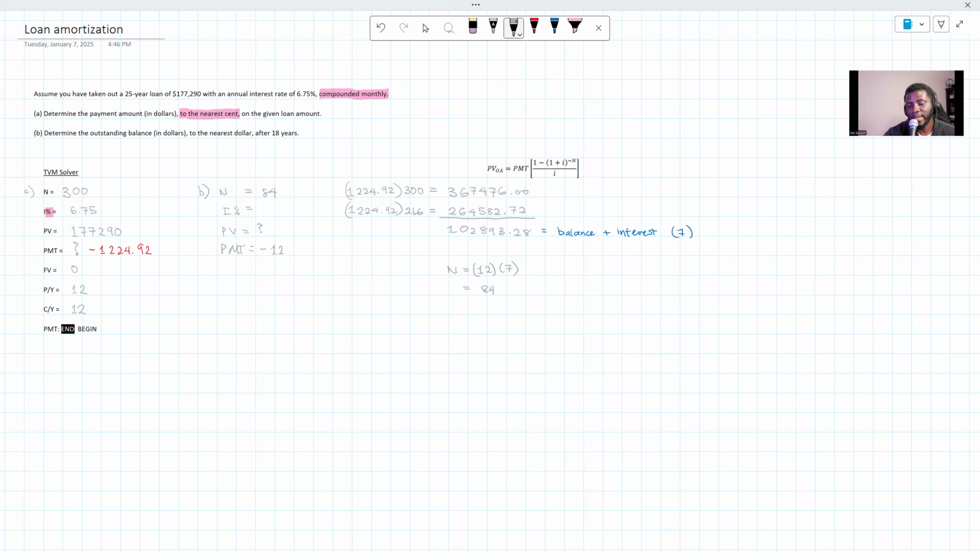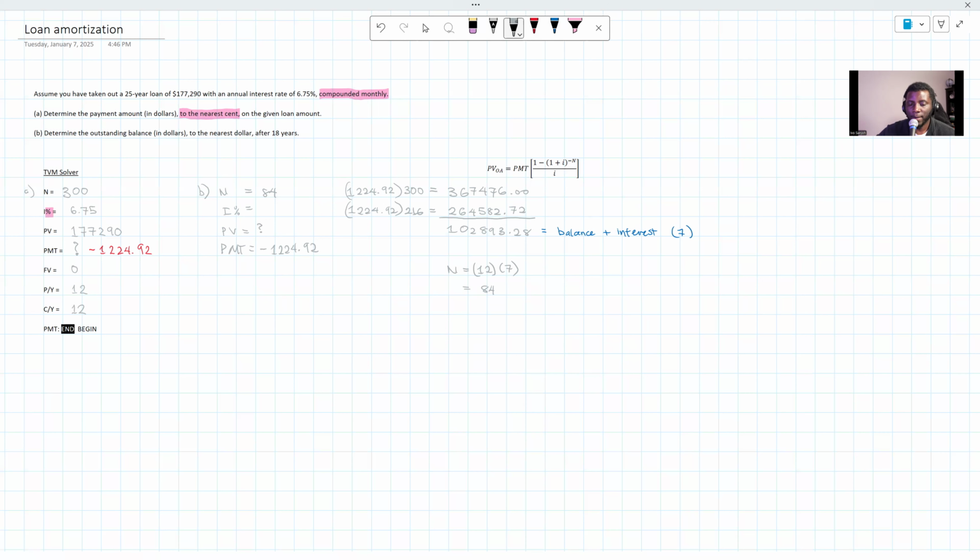And please leave it as negative. Don't be alarmed by the negative sign. It just means it's money that leaves your account, money that you pay out. Whenever a money value is positive, it means it's money that you receive. As with the present value, you received a loan of 177,290. And with the payment, the PMT, you pay out $1,224.92. So that value is negative.